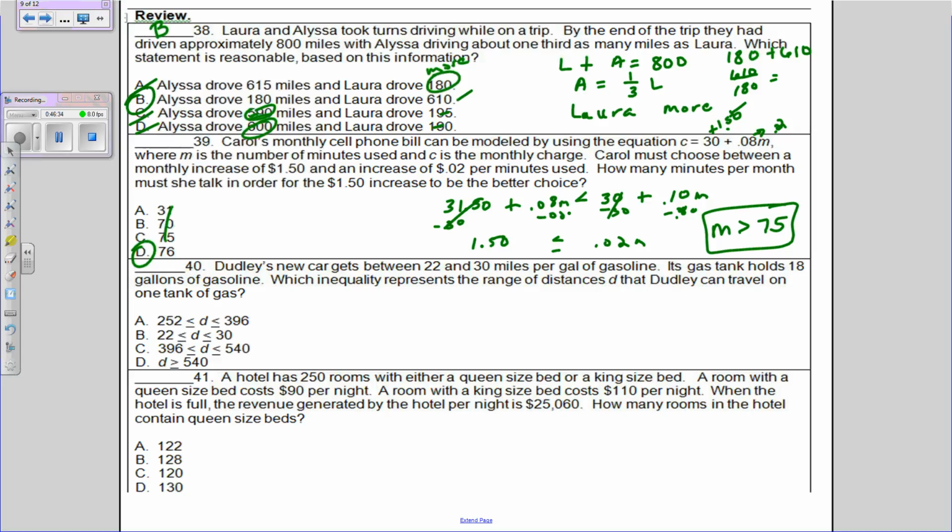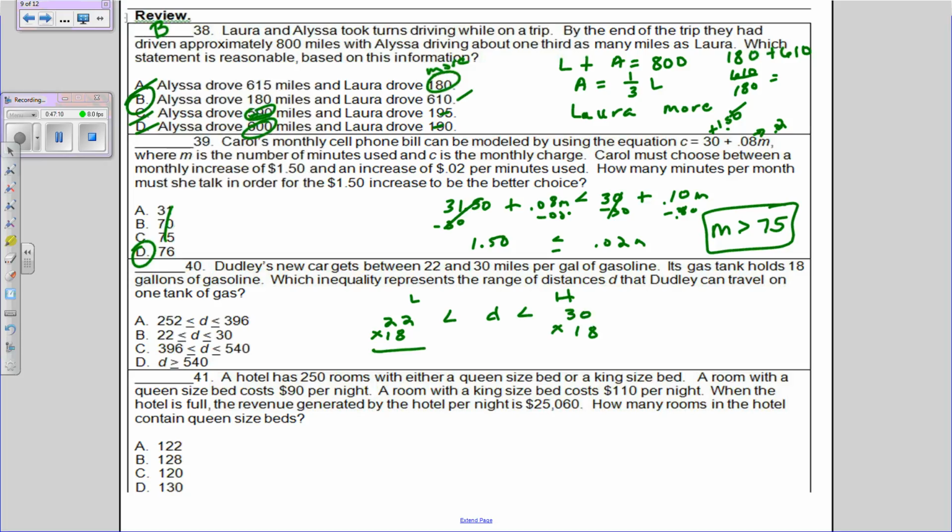Dudley's new car gets between 22 and 30 miles per gallon of gasoline. His tank holds 18 gallons. Which inequality best represents the range of distance he can get? So if we do from low to high, right? So our lowest it can be is 22 times 18. And we'll say distance. And the highest it can be is if he gets the 30 miles times 18.